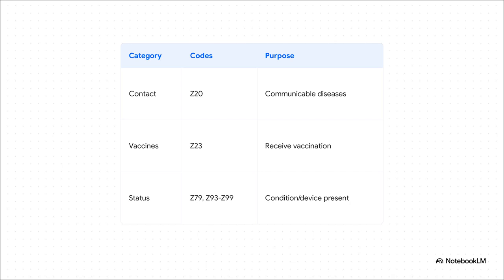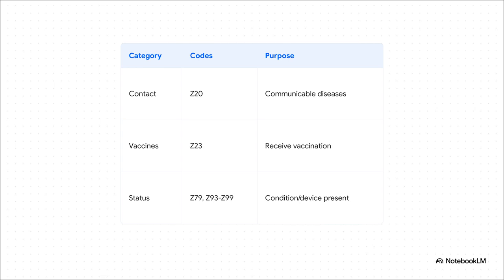Let's break down the core mechanics of some specific categories you're absolutely going to see on the exam. So you've got the Z20 series for contact and exposure to communicable diseases. Then there's Z23 for vaccinations. Now, pay super close attention to Z23. The golden rule here is that it's reported only when a patient presents specifically to receive that vaccine. Finally, we have status codes, like Z79 and Z93 through Z99, which just flag that a patient has a specific condition or a device.